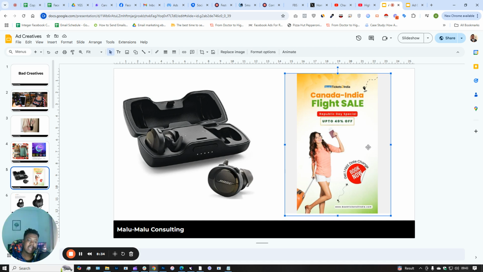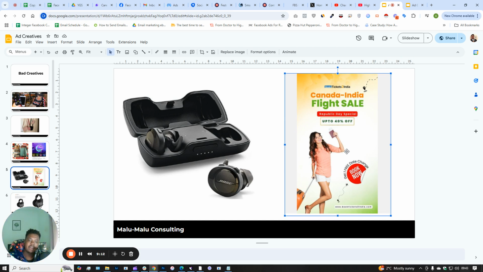So for example, if you're doing a promotion for flights from Canada to India, I would have an image of India, or the different places in India that the people buying the flights are going to visit. Or, you can have the copy in the image, for example. Does that make sense? Because this looks like a leaflet.